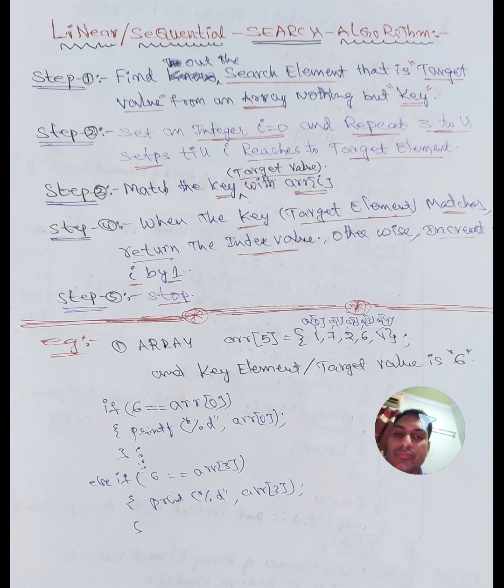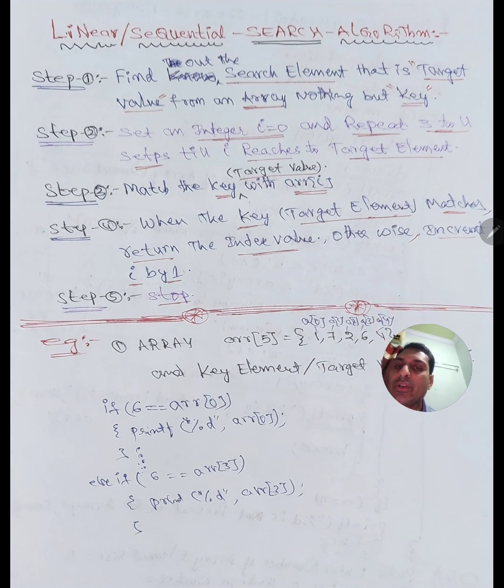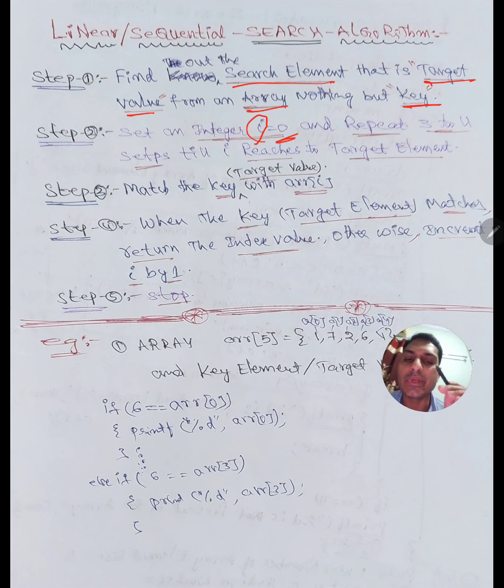So here in step 1, we need to find the searching element, nothing but the target element. Search element or target element or value from an array, or key value. We need to find that which we are going to search. Identify that value first. Then step 2, set an index, I to 0. Initially set it to 0 because the array index starts with 0, and repeat steps 3 and 4.